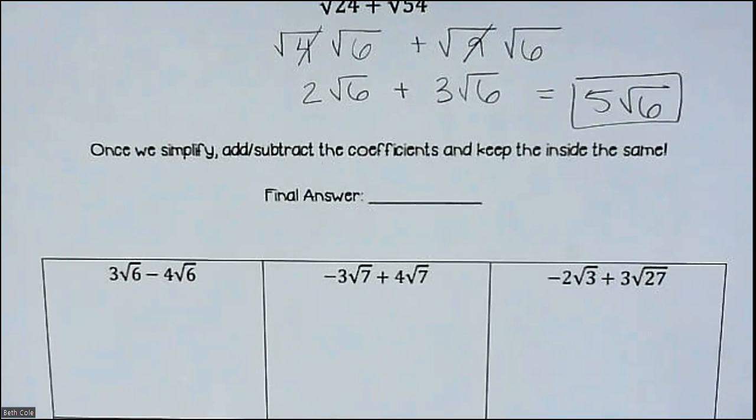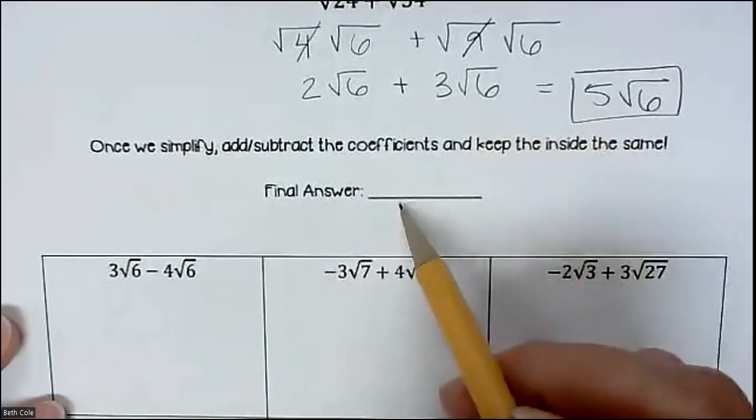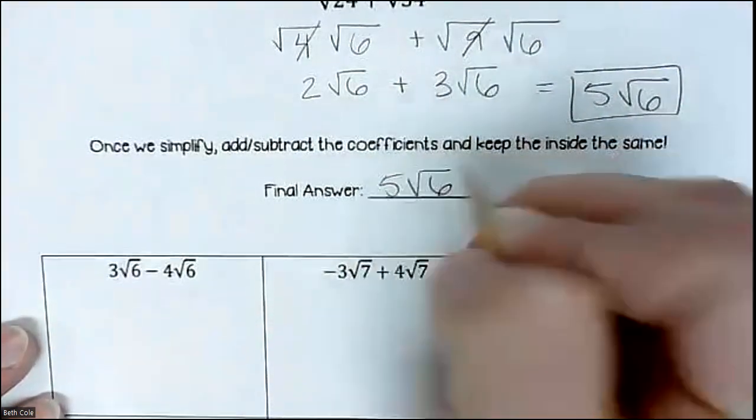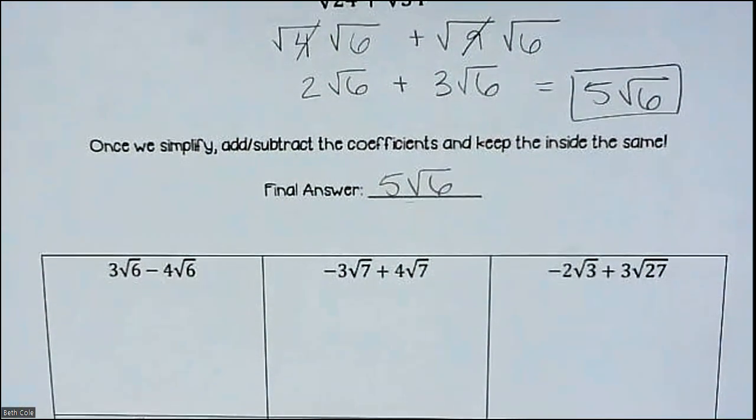So you're going to simplify them down and then you can add them together. Oh, I should have written that on this line. I didn't see there was a spot for that, but 5 square root of 6 is your answer.